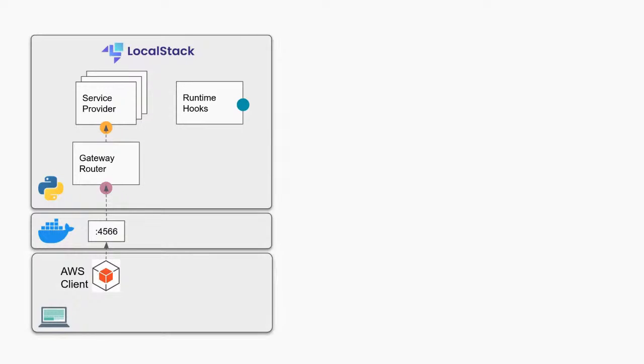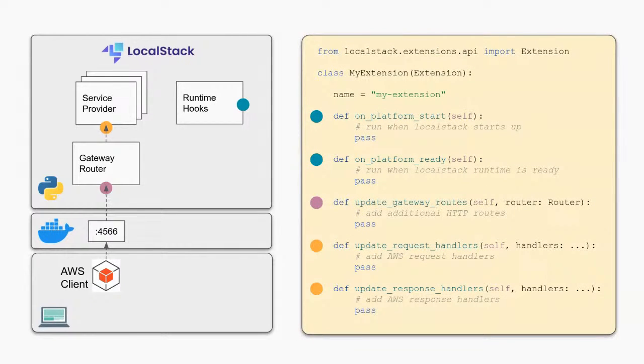And what you can do now is write a Python program, where you can write code that hooks into these particular extension points. So for example, you can run code when LocalStack starts to start your own custom emulator services. We have an extension that starts an emulated Stripe API, which is a payment provider API.